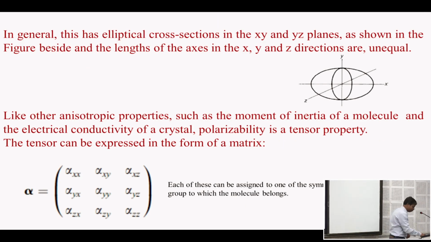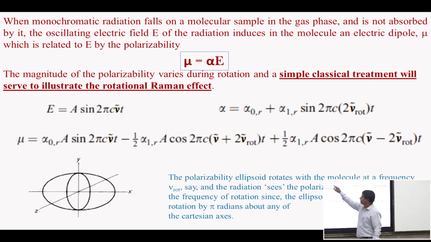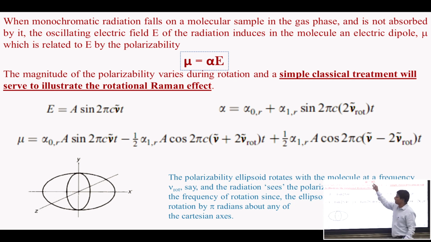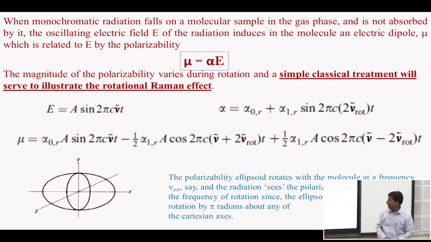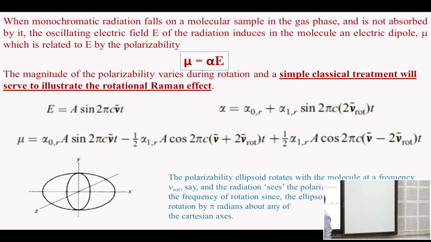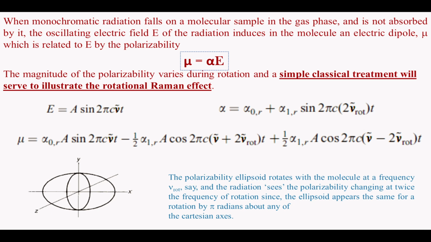So let us go to this one. We have studied this mu. Mu is alpha E, and what is mu? Mu is the induced dipole moment. Now the magnitude of polarizability varies during the rotation. Now in the rotational Raman spectrum, it is varying during the rotation. And what is the variation? The variation is given by this one.